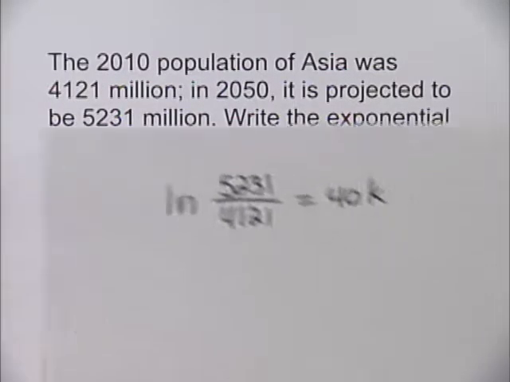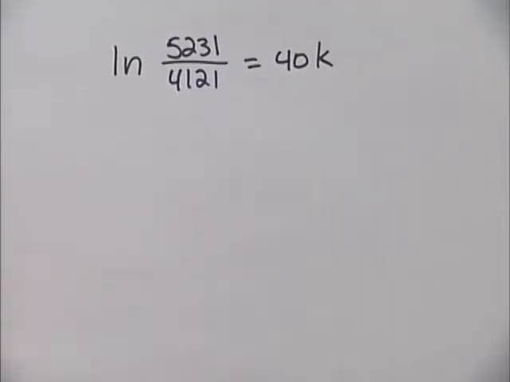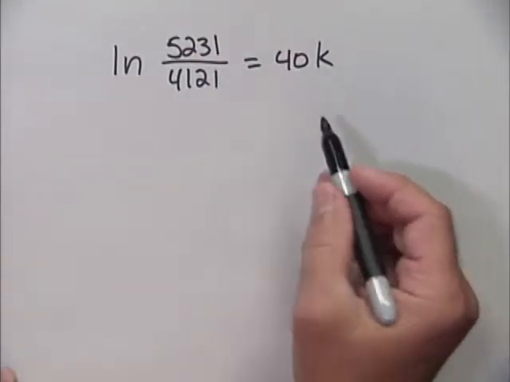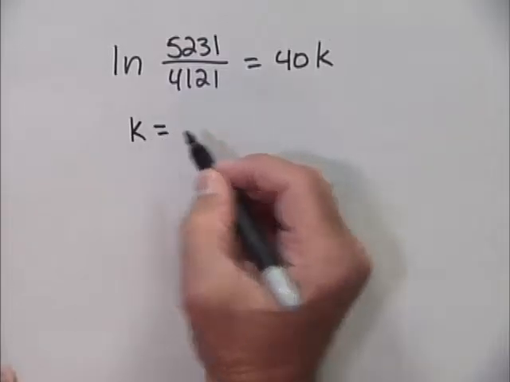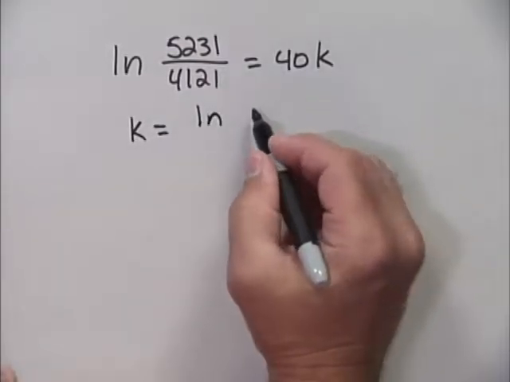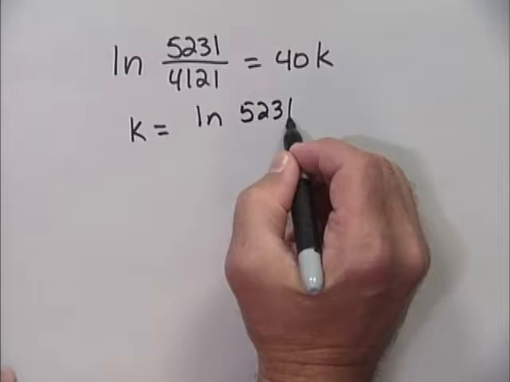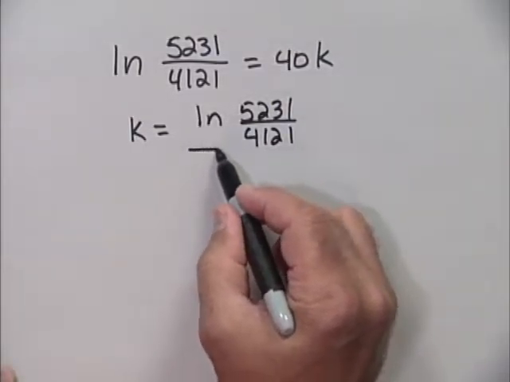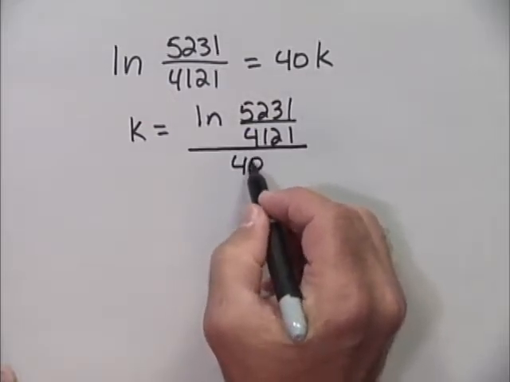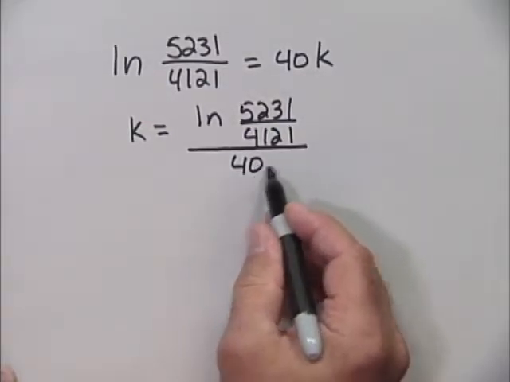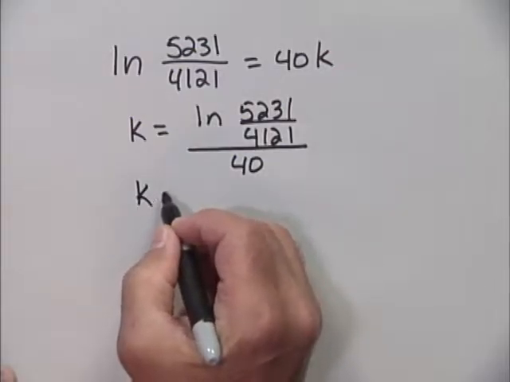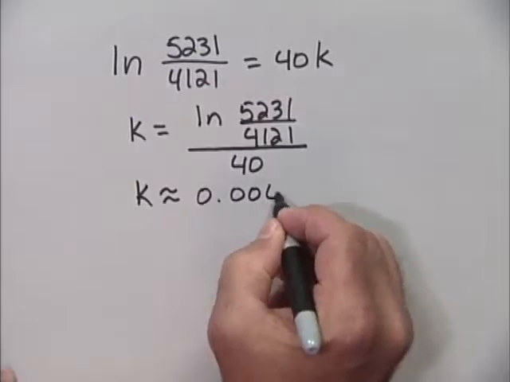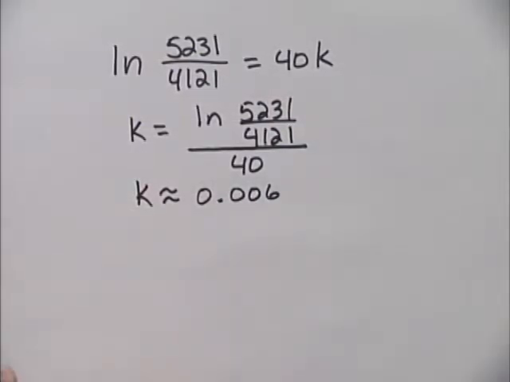Let's continue to solve for k on this sheet. We would divide both sides by 40. I'm going to write k first, so k would be equal to the natural log of 5,231 divided by 4,121, all of that divided by 40. Using a calculator to evaluate the right-hand side, we'll find that k is approximately equal to 0.006, that is 6 thousandths.